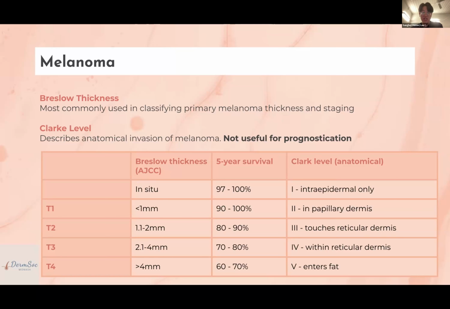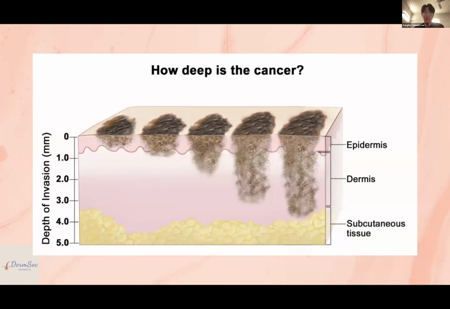I put down Clark level as well, but these are less used, less relevant nowadays because they're not really that useful for prognostication, but I just put it there for your interest's sake. And that's just a diagram showing different Breslow thickness levels.